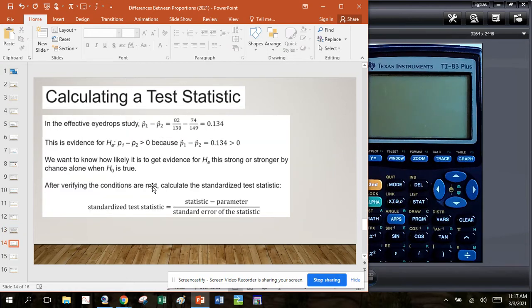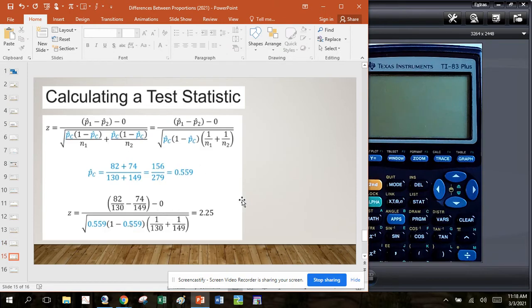All right, so let's look at our test statistic. To set that up, we know that the difference between the two proportions is going to be 0.134. All right, so just subtracting those two. And it looks like there is a difference, but we want to see if there's a significant difference. So remember, the standardized test statistic is always the statistic minus the parameter divided by the standard error. So let's see what that looks like.